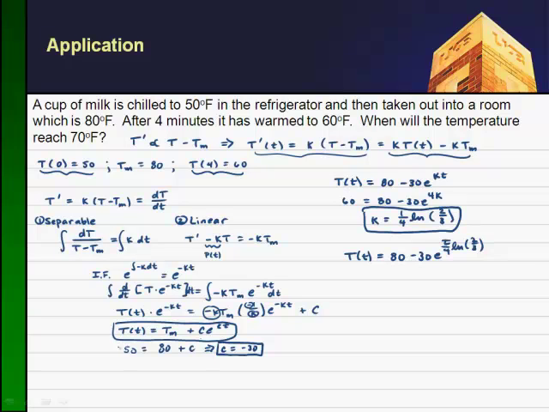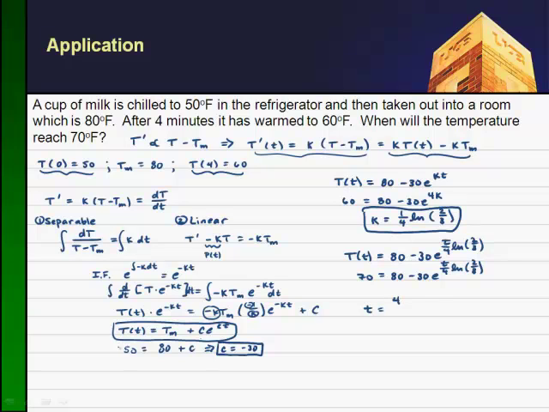So for any time t, I should be able to predict the temperature, or I should be able to tell you at which time this milk will reach a certain temperature. Well, it so happens that we're asked, when will the temperature reach 70 degrees? So I just plug in 70 for T: 70 equals 80 minus 30 e to the little t over 4 natural log of 2/3.